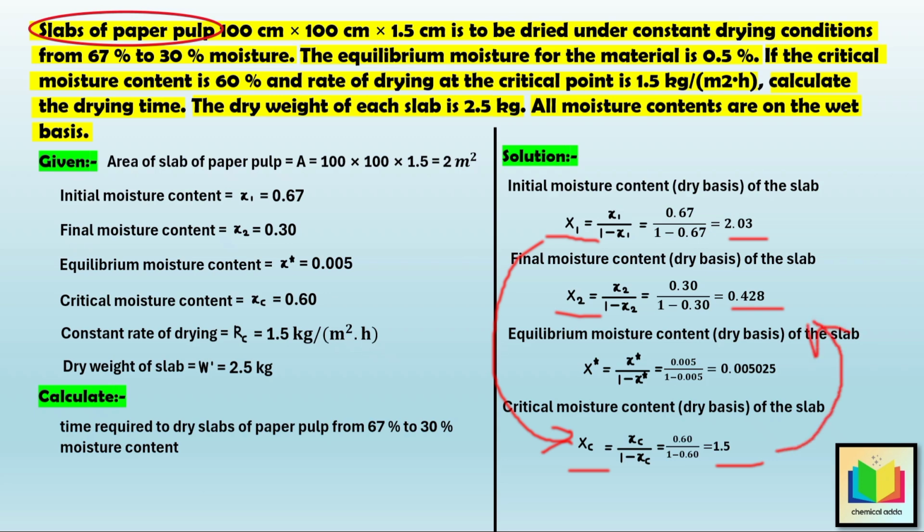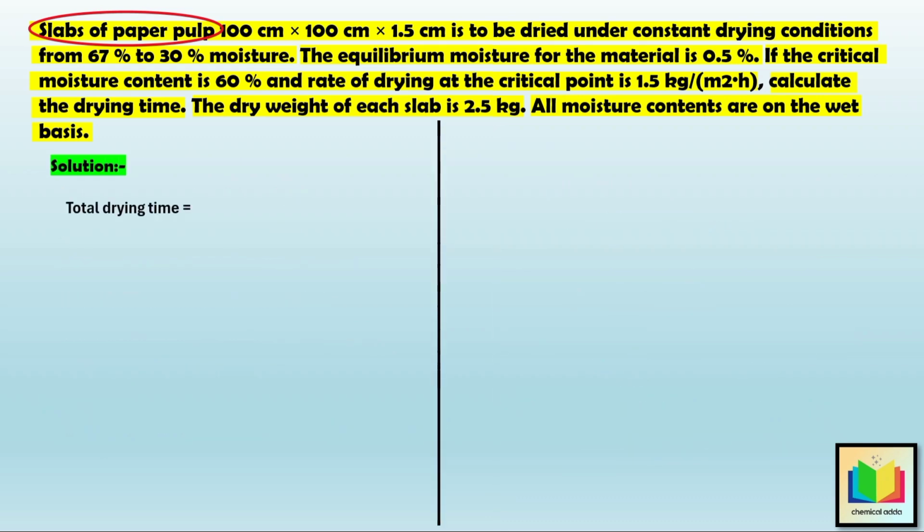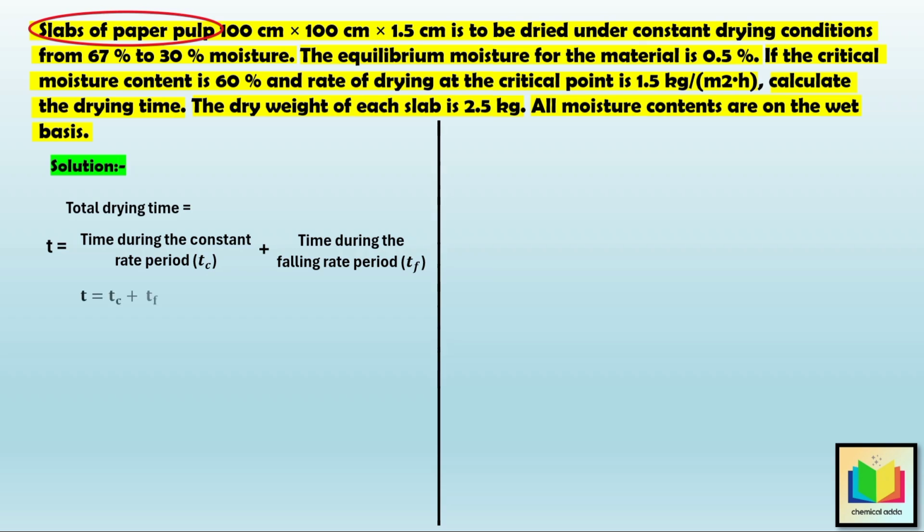Hence in this example, as final moisture X2 is lower than the critical moisture Xc, we can conclude that after reaching the critical moisture of 1.5, drying continues further in the falling rate period, until it reaches 0.428 final moisture content. Which means that, the total drying time covers both stages. And therefore, the total drying time T includes time during the constant rate period, which is denoted by Tc, and time during the falling rate period, which is denoted by Tf. So, we can write T, that is, the time of drying, is equal to Tc plus Tf.